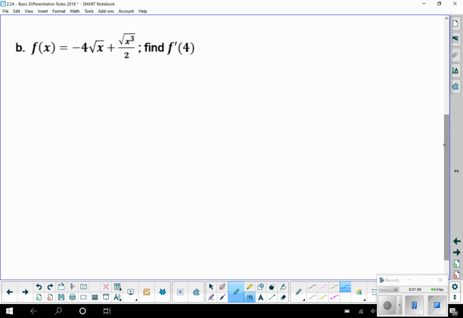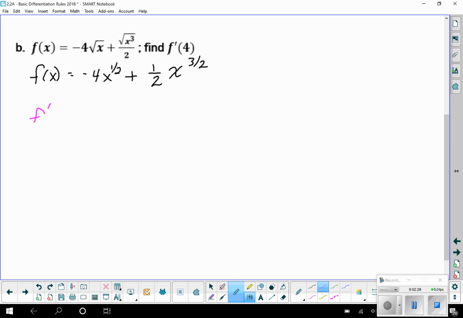I see those radicals, so I think the first thing I'm going to opt to do is rewrite this using rational exponents. So I'm going to call that -4 x to the 1/2 plus, I'm going to bring out that coefficient. See the division by 2, I'm going to call that a 1/2 instead. And this will be x to the 3/2, power of 3 square root. So 3/2. And let's take its derivative.